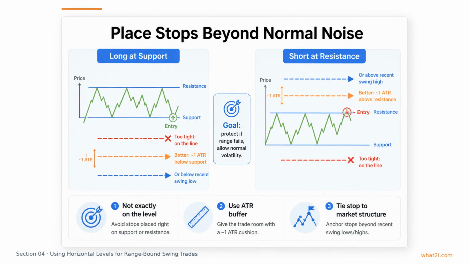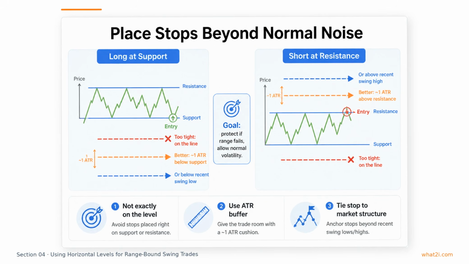Stops in range trades should sit beyond normal noise, not exactly on the boundary itself. If you buy near support, placing the stop right on the level can get you shaken out by a routine dip. Many traders use about 1 ATR beyond the boundary, or they place the stop beyond a recent swing low or swing high. The same idea applies to shorts near resistance. The stop should reflect where the setup is truly wrong while still allowing for ordinary volatility. In other words, tie the stop to the market structure, not to a random number.